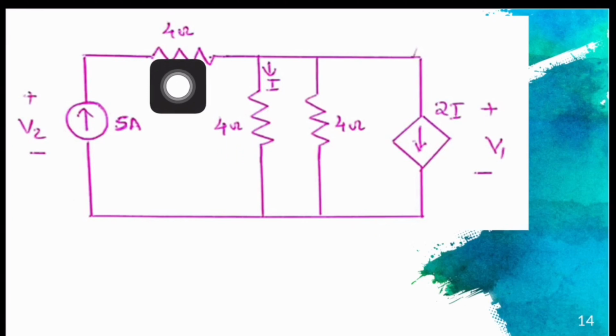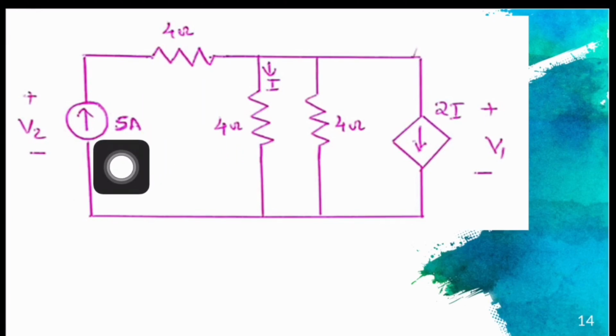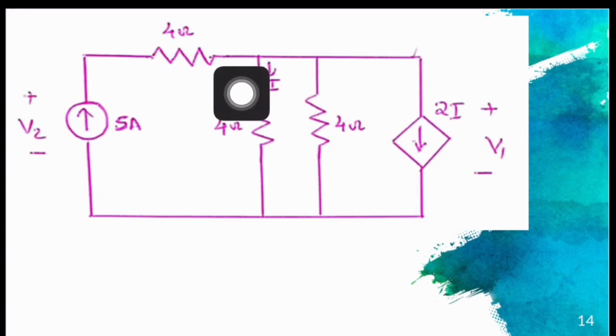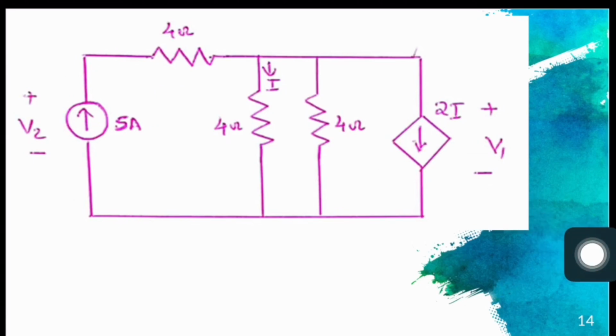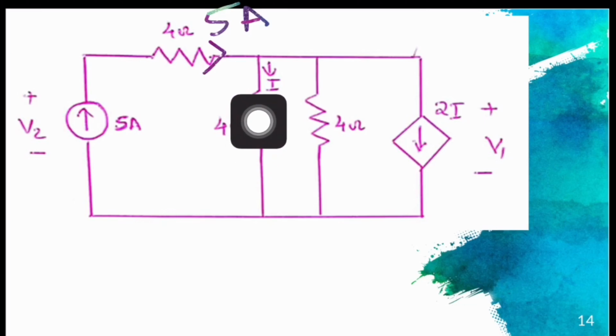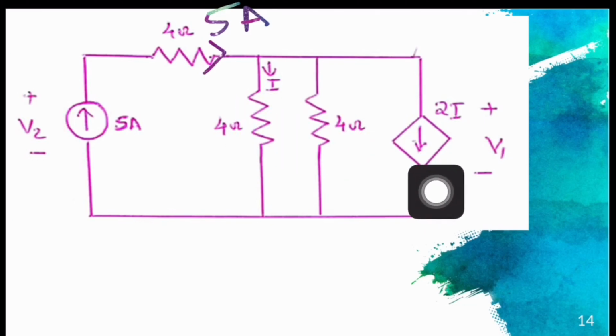Now you look at this 4 ohm resistor. This 4 ohm and this 5 ampere current source are series connected. As you know, current through series connected elements is always the same. Hence we can say that current through this 4 ohm is 5 amperes from left to right. So we mark here 5 amperes. Current through this 4 ohm resistor is already mentioned in the question as I, and that through this dependent source is 2I.